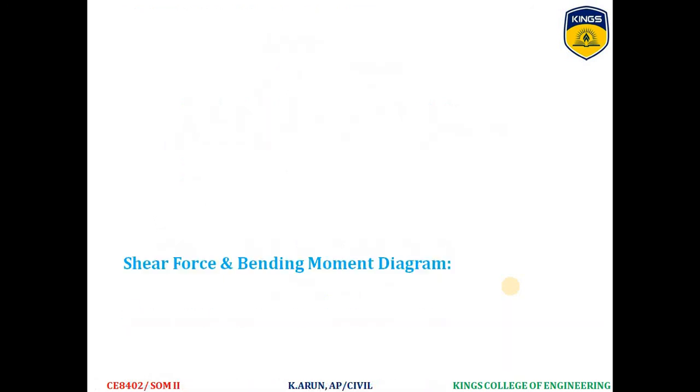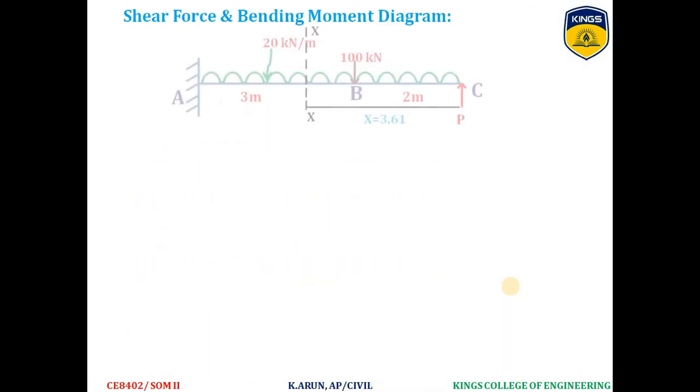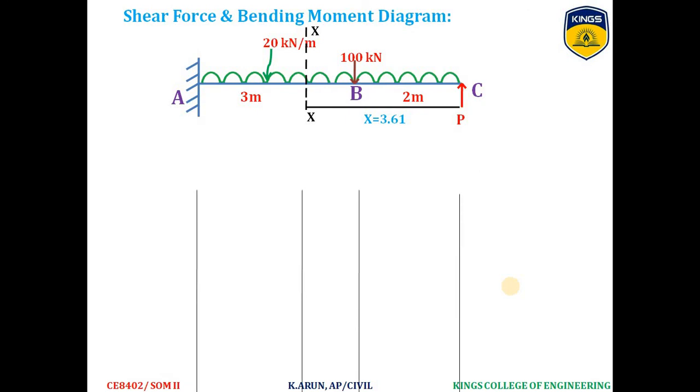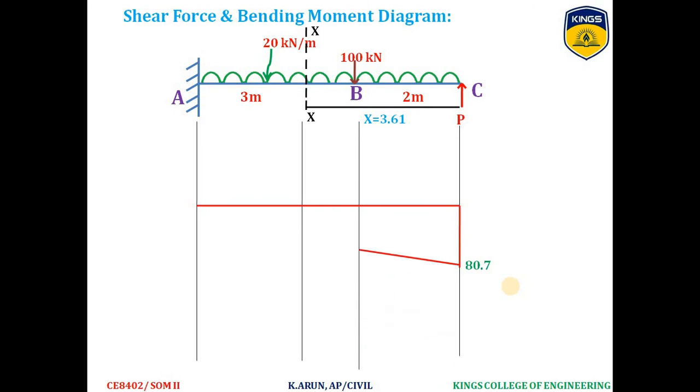So the last step is to draw the shear force diagram and bending moment diagram. So this is the question. I am drawing the baselines and then the shear force diagram. So prop reaction is 80.7, so I am drawing a straight line. Since we are having the UDL throughout the beam, the shear force line should be drawn inclined. So 80.7, shear force at B is 40.7.